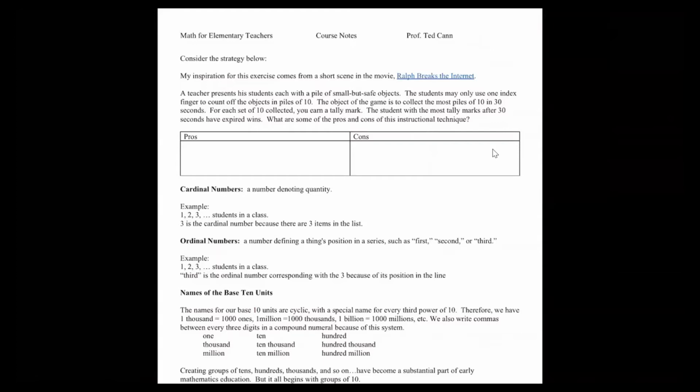I didn't ask it in the setup here, but that's a follow-up to something like this. You say, okay, Charlie, how many pennies do you have? And he or she comes back with, okay, I got 42. Well, how'd you know that? Well, I have 4 piles of 10 and I had 2 left over.